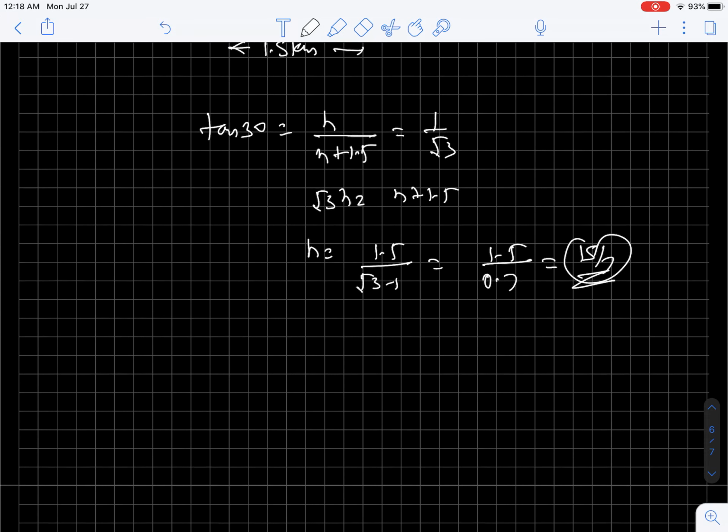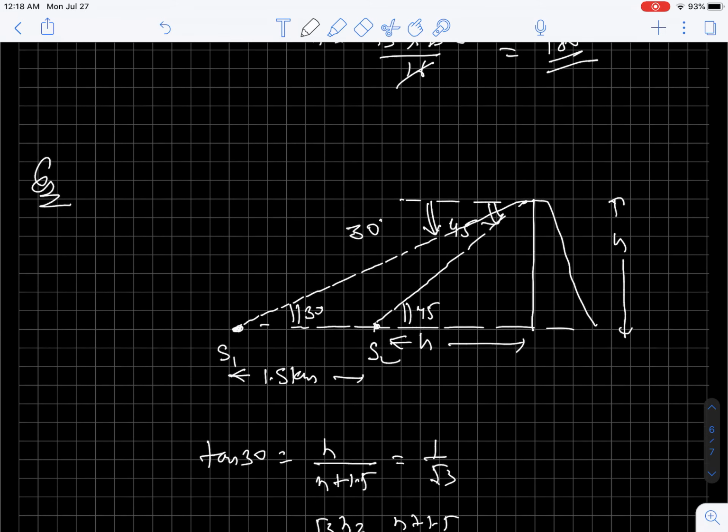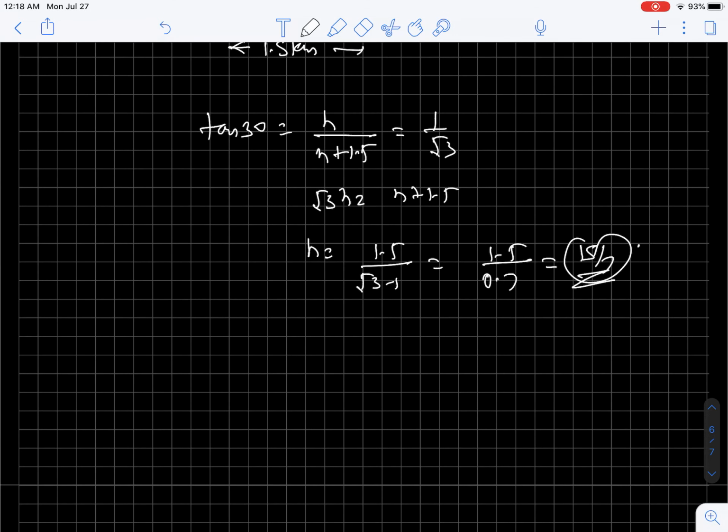Okay, or the height of the observation point. Oh no, 15.5 meter. They are saying this distance is 1.5 kilometer. That means this distance is 15 by 7 kilometer. Okay, so if you see such type of questions, you will say these are the questions based on two angles of elevation or two angles of depression. That's it, nothing else.